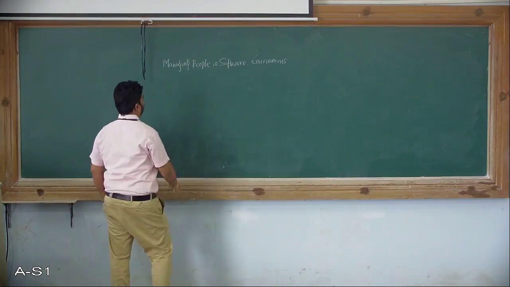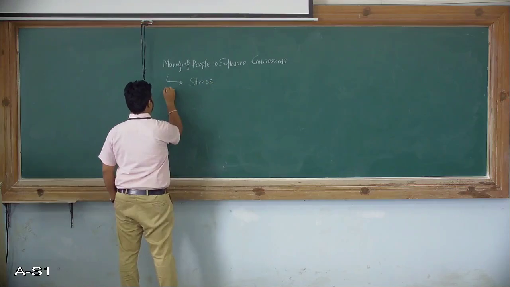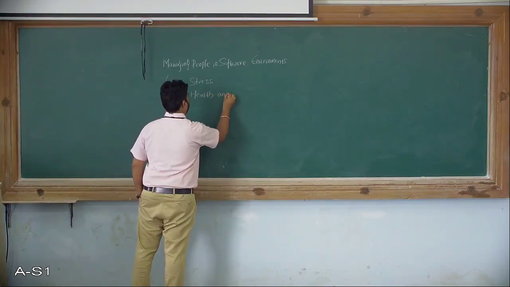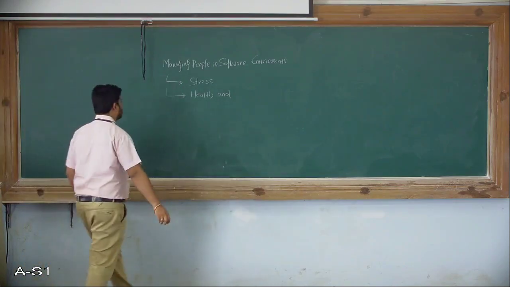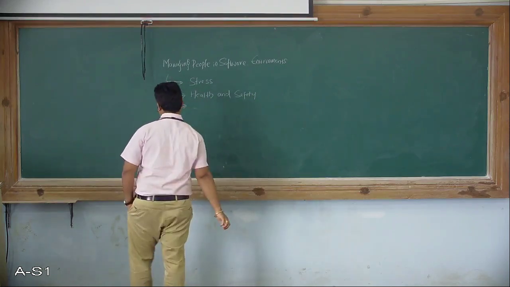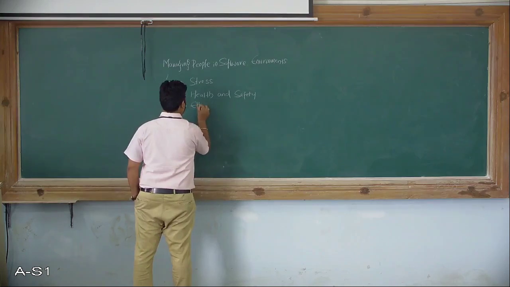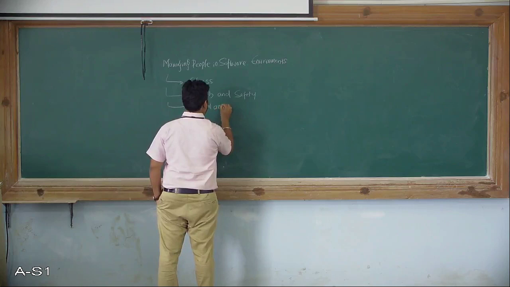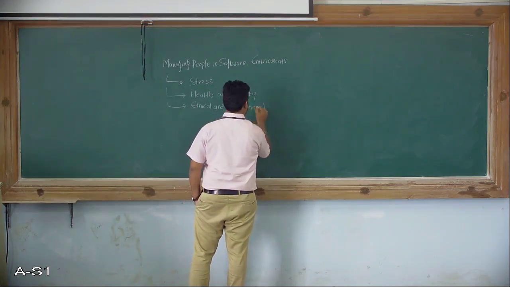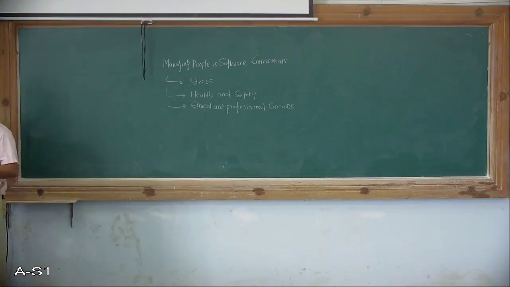Fine. So managing people in software environments. In that, first we will go through the concept called stress, and the second one is health and safety. Then the third concept, that is ethical and professional concerns. Fine. So we have already gone through the concepts.